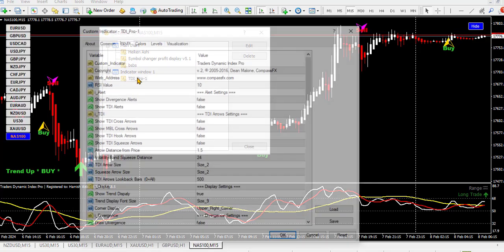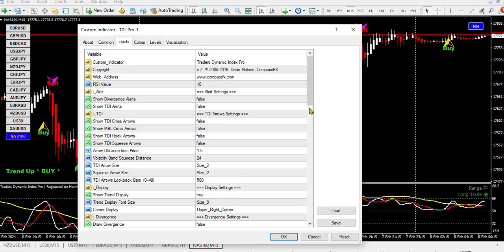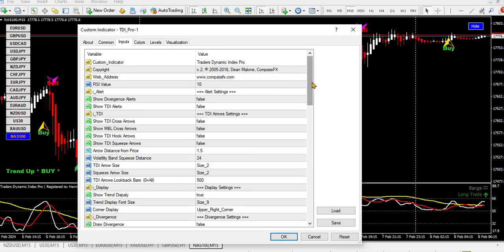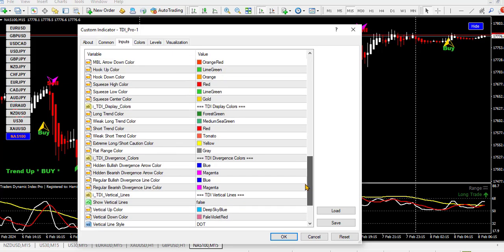And the TDR indicator on the indicator window. I only change a few things. You can pause the video or use my template.